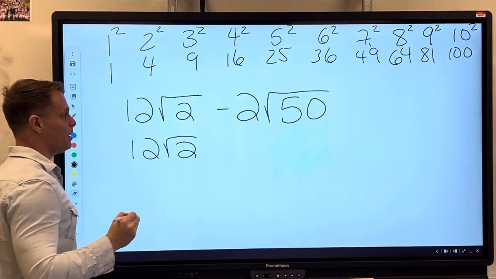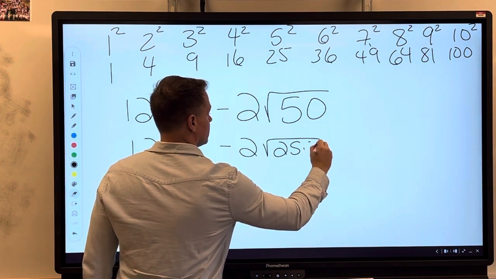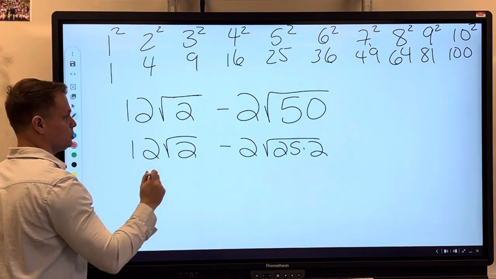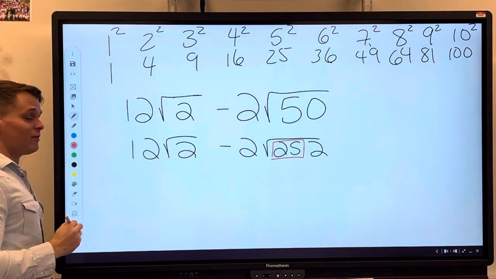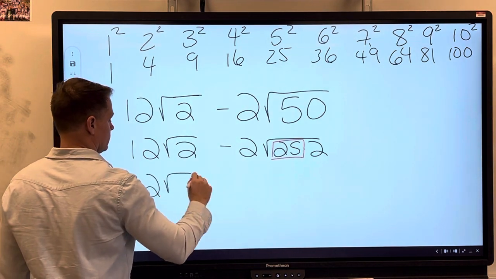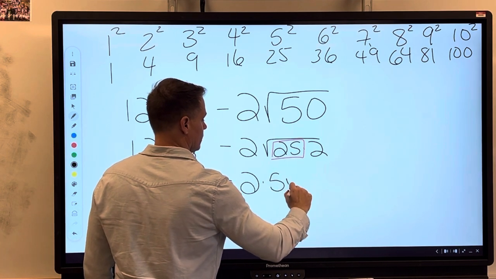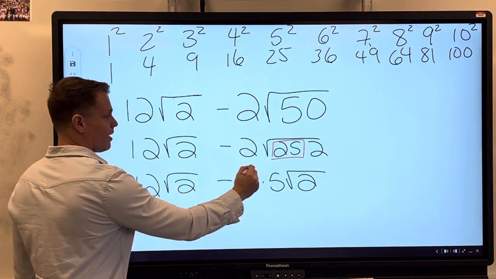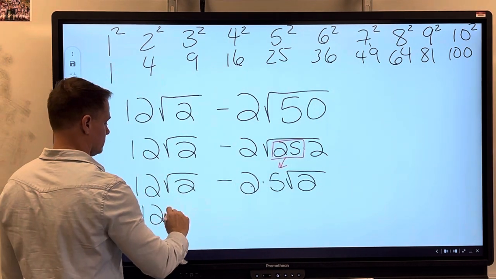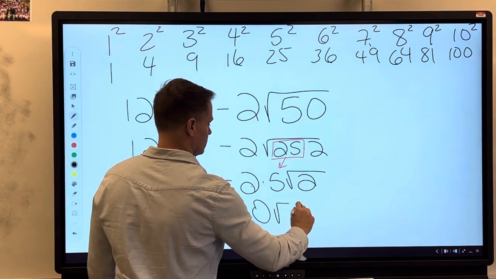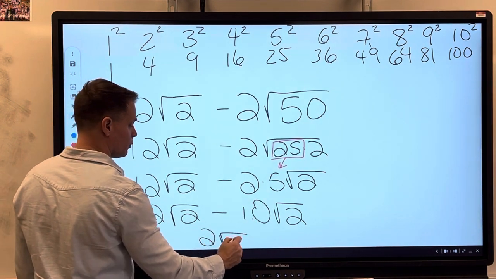All right, let's see if we got the same answer. 50 is 25 times 2. 25 is a perfect square. Square root of 25 is 5. I brought the 25 out. Square root of 25 is 5. 2 times 5 is 10. 12 minus 10 is 2 times the square root of 2.